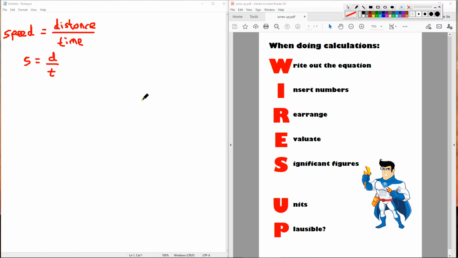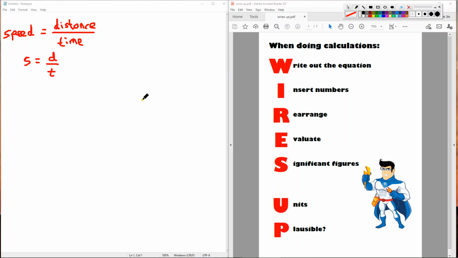We can see what it says. When doing calculations, W: the first thing, write out the equation. I is insert the numbers. R is rearrange if we need to. E is evaluate. That means do the calculation, get your calculator if you need it to find the answer. S, check you have the correct number of significant figures. U, make sure you put the unit on the end, as in meters per second, for example. And P, just think, is it plausible?